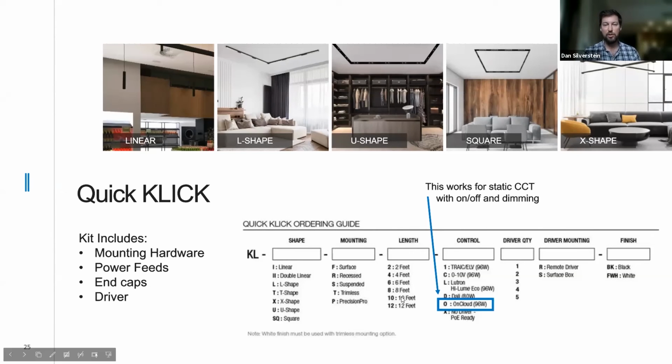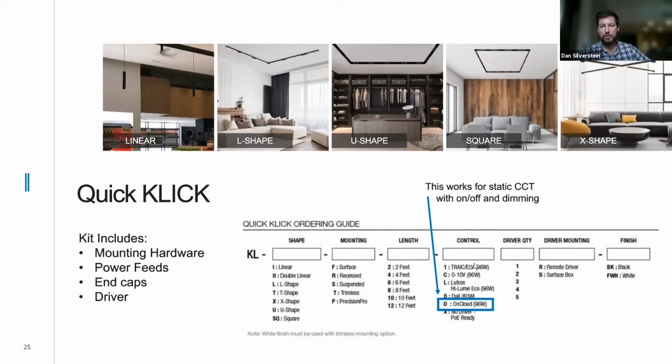Next thing you have to figure out is how long do you want it? For linear, that's fairly straightforward. For some of the more complicated shapes, like your squares, your X's, or your U's, that length is the longest segment. So a 10-foot square would be a 10 by 10 by 10 kind of shape.